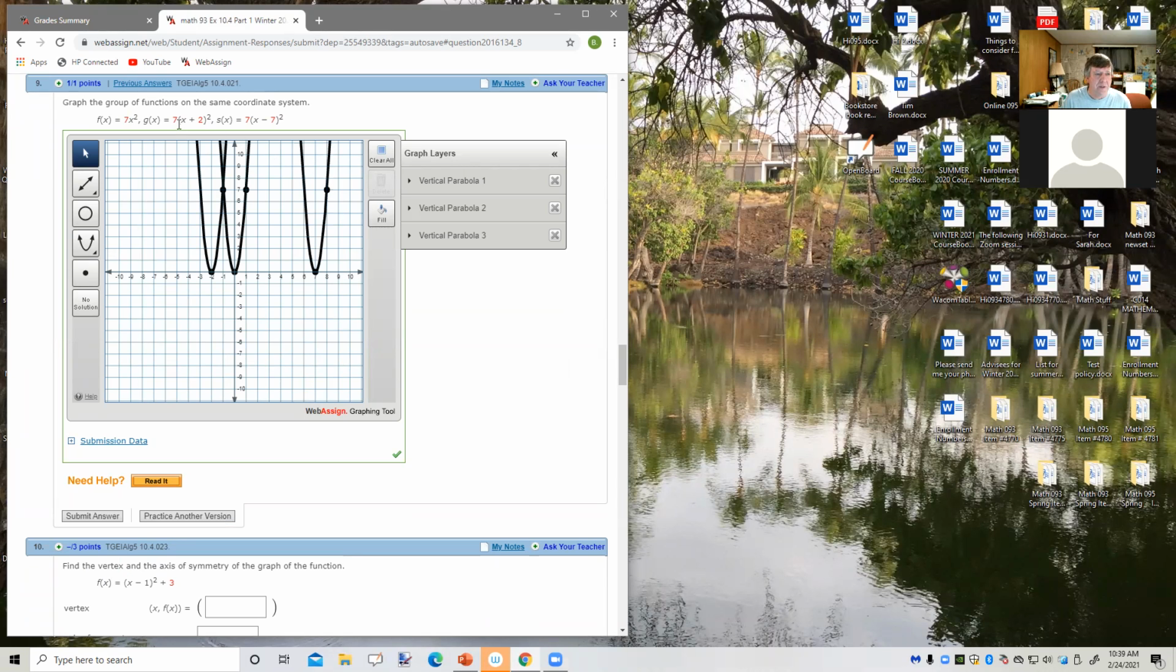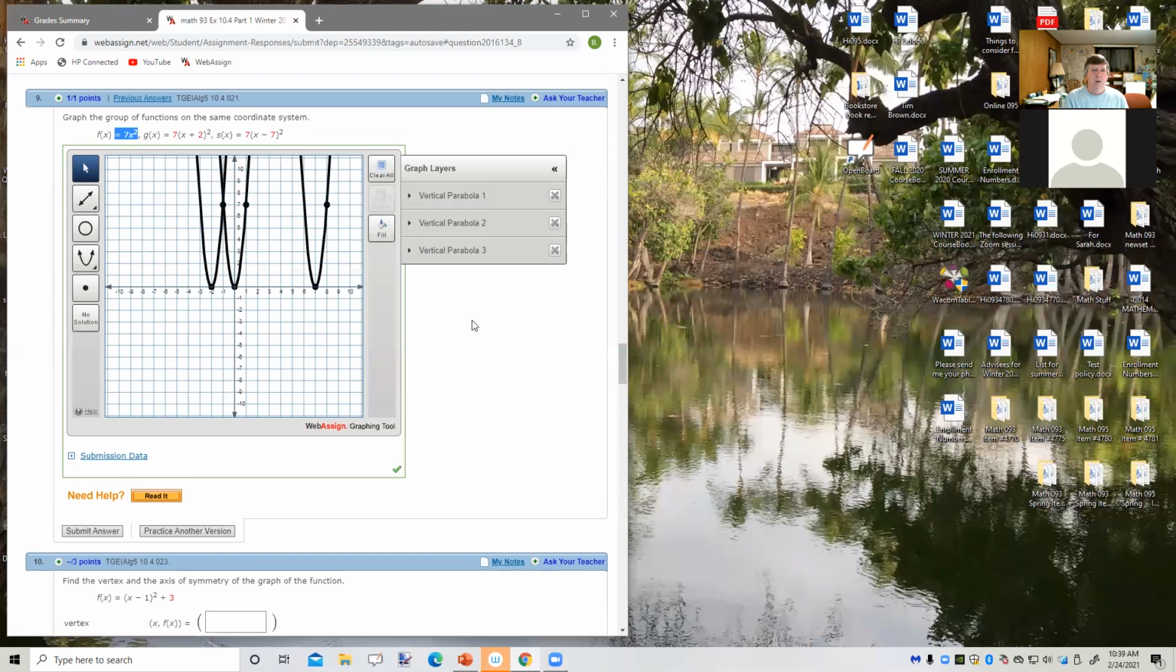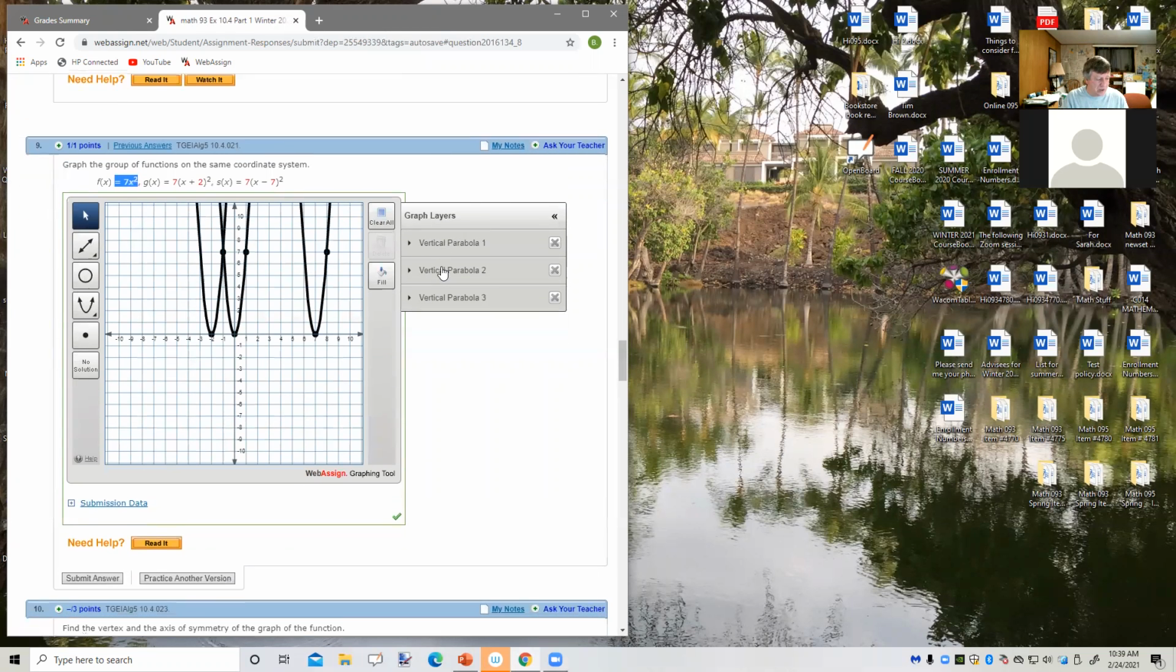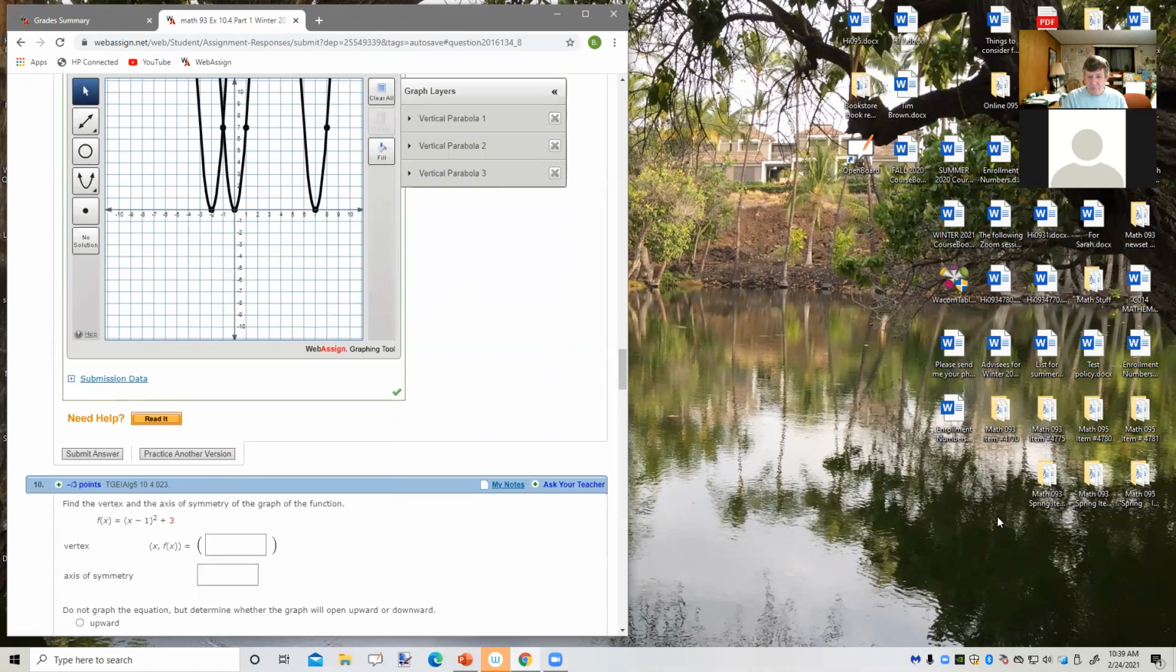So the point is, the only difference between this one and this one is it shifted 2 units to the left. The only difference between this one and the original is it shifted 7 units to the right. So you don't have to start all over. Just take the points you plotted and move them left or right, depending on what you're supposed to do. Okay. Any questions about that example? All righty.